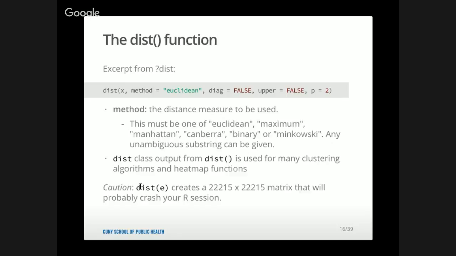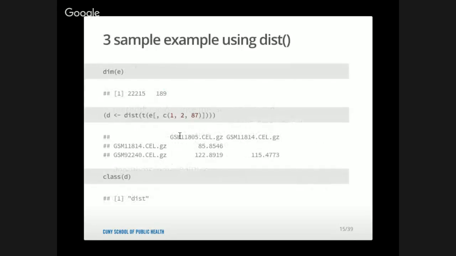What is P? Oh, okay, yeah. Let's talk about these other things. So the diagonal, if you set diagonal equals true, it will give you a matrix that has the diagonals. You notice here that the diagonal elements, between GSM 11814 and itself, are not calculated. So all of the diagonal elements are missing. Any idea why we wouldn't necessarily care about the diagonal elements? They're 0, yeah. So you don't have to have them.